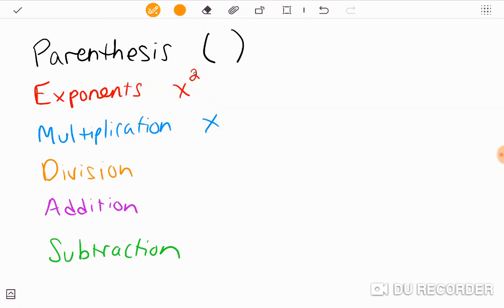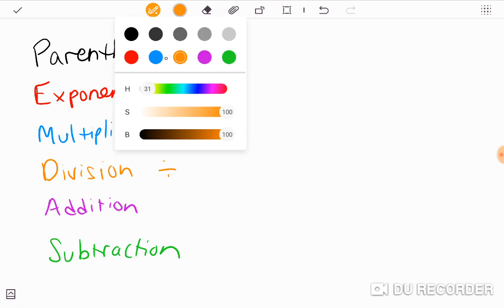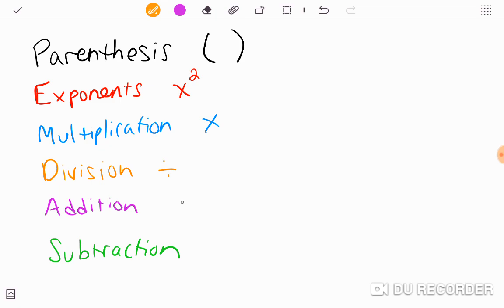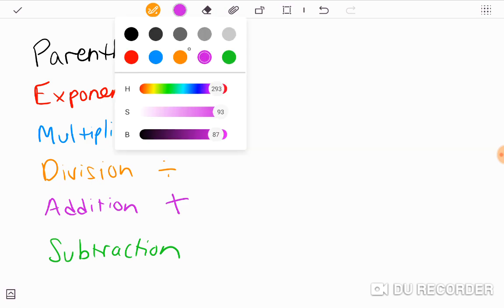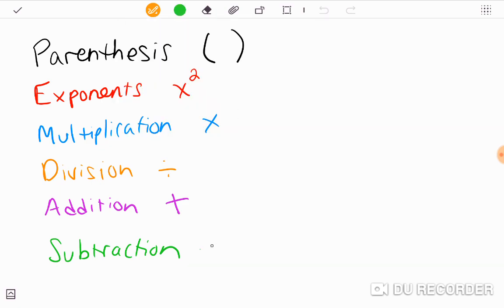Division. Division is just the opposite of multiplication. So instead of saying, okay, I want this many groups of this, you're saying how many groups can I fit into this big number, this small number. It's the opposite of multiplication. The same way with addition and subtraction. Addition and subtraction are opposites of each other. When you add something, you're putting things together. With subtraction, you're taking things away.